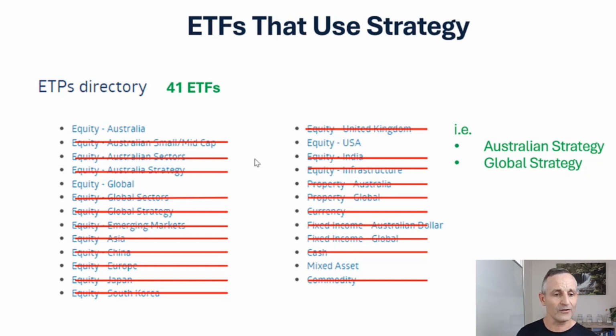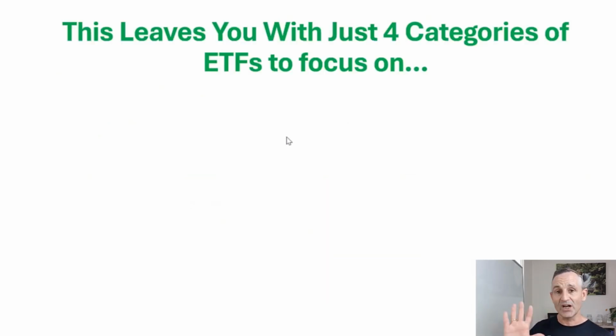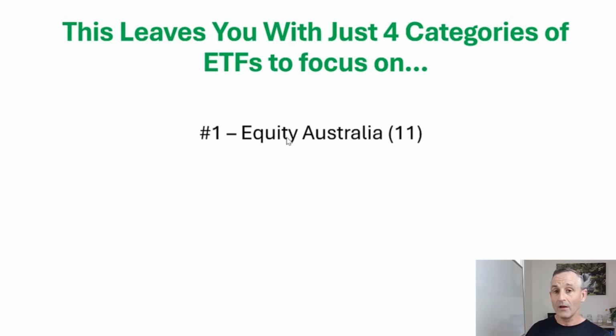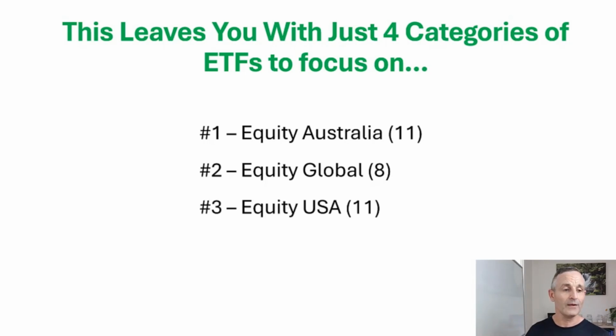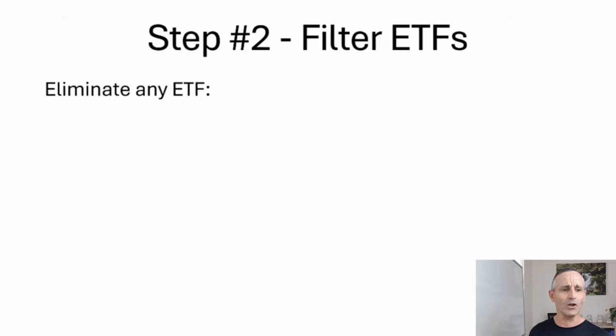Then you can see we're left with just 4 categories to focus on. Australian equity, so Australian shares, global equities, so shares from all around the world, USA shares, and then we've got mixed assets, which is a little bit of everything in there. So let's have a look now at the second process for filtering these out, and I'm going to focus on the Australian equities to show you how this is done.